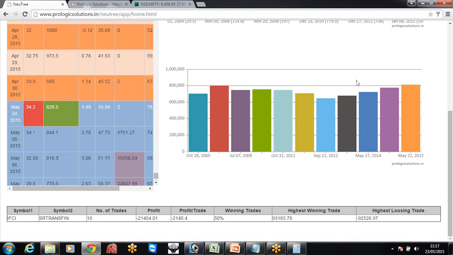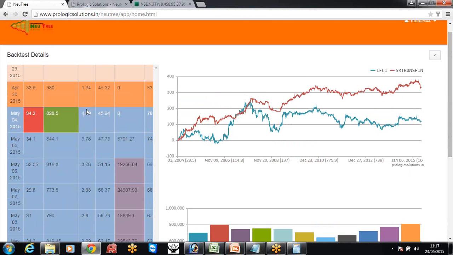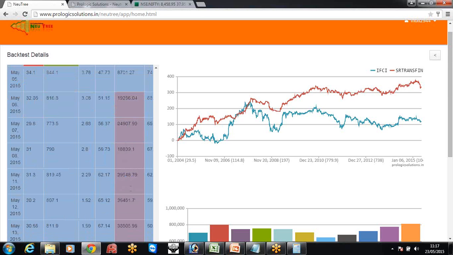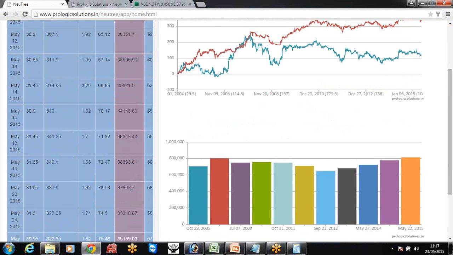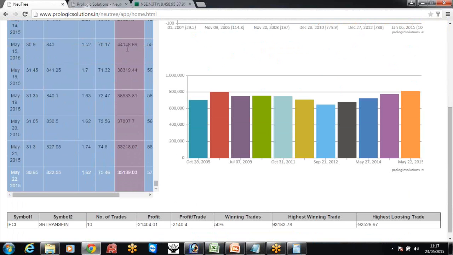So you can see that this call got triggered on May 4th. The second day itself, it gave you 19. The third day, it gave you 24,000. You could have exited here. You could have put your money in another trade. But otherwise, if you just see, it even gave you 44,000 rupees. And yesterday, it closed at 35,000 rupees profit.